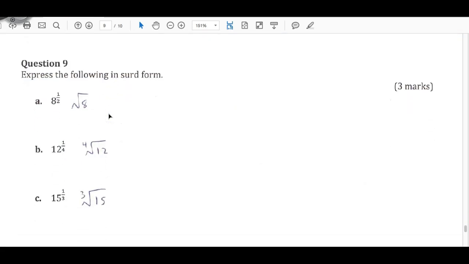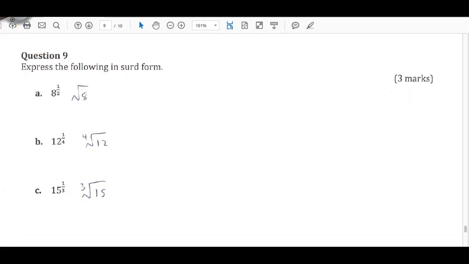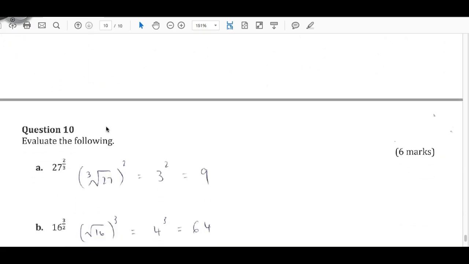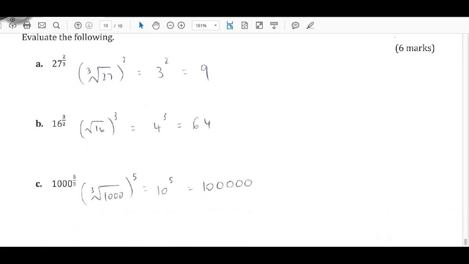Okay, question 9. I'm now on 4% battery. Okay, express the following in root form. So a half just means the square root, a quarter means the fourth root, so whatever this is down here, and 15 to the third means a cubed root, or the third root. Pretty easy. And then lastly, question 10. Now this is quite tricky, so let's see, make sure I can do it with only 4% battery left.